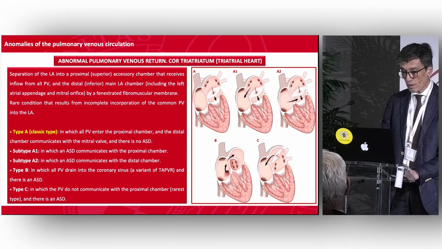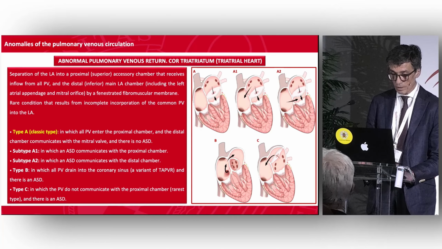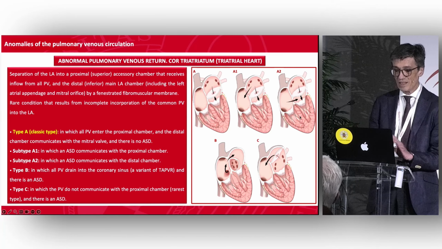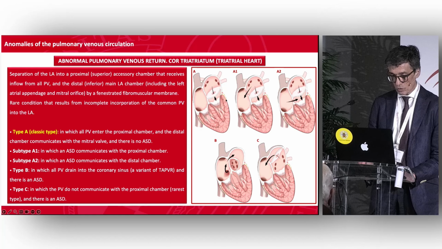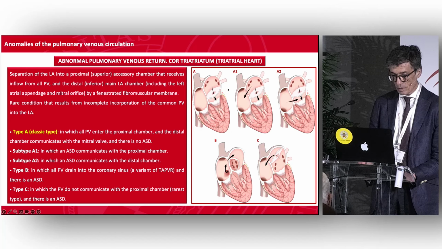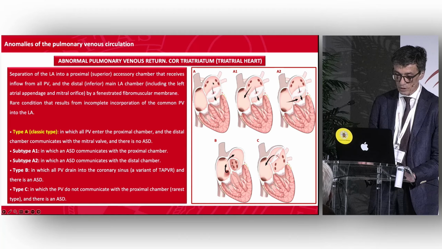The rarest form of abnormal pulmonary venous return is called cor triatriatum, or triatrial heart. It can be sinister or dexter, but it's more often sinister, on the left side. In the most common type, the left atrium is divided in two chambers: the proximal chamber that receives the pulmonary veins, and the distal chamber that connects with the mitral valve. These chambers are connected by a membrane that usually has a defect that allows the blood to flow from the proximal chamber to the distal chamber.